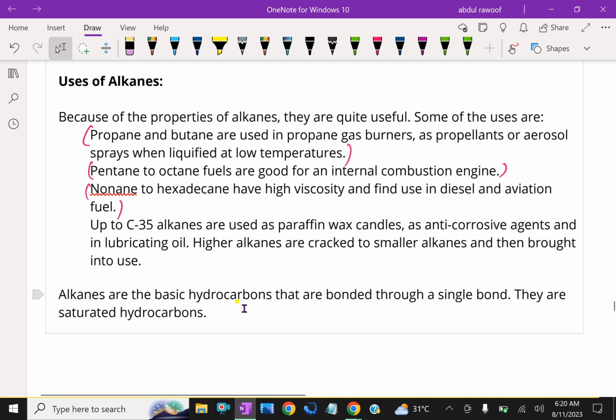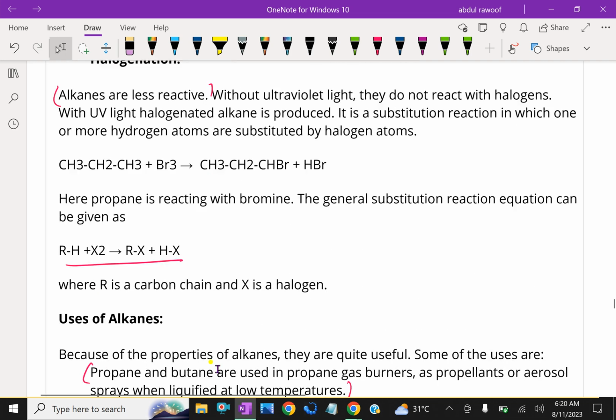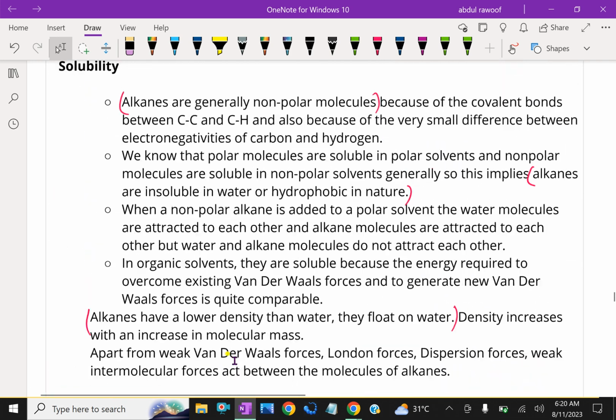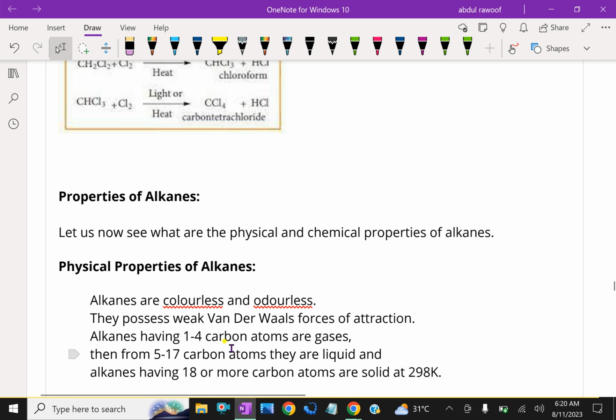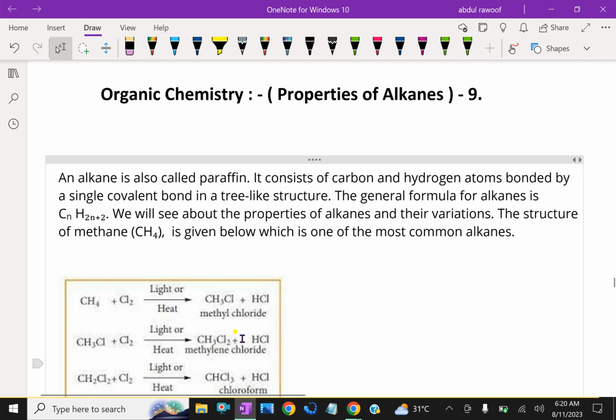Alkanes are the basic hydrocarbons that are bonded through single bonds. They are saturated hydrocarbons. We discussed some physical and chemical properties of alkanes. We have done.